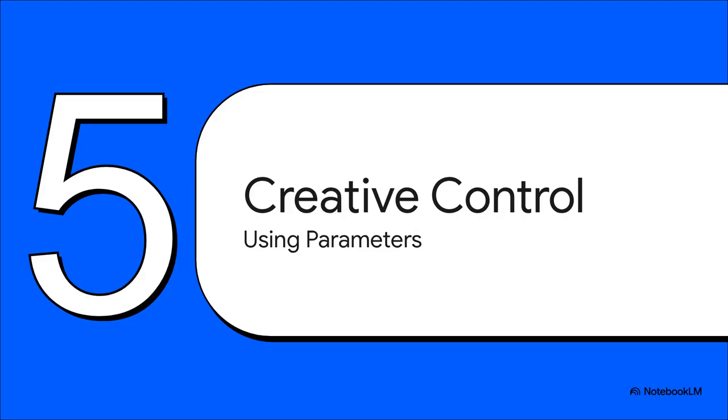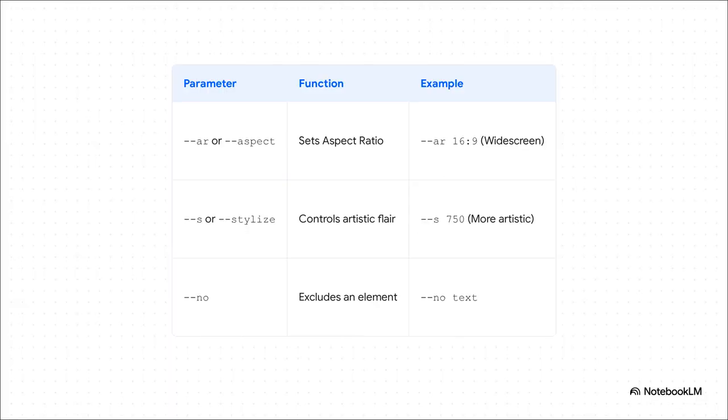Ready to level up your creations? You can add these simple little commands at the end of your prompt called parameters. Think of them like cheat codes or power-ups that give you way more precise control over your final image. Let me show you 3 of my absolute must-haves for beginners. You just type these right at the end of your prompt.